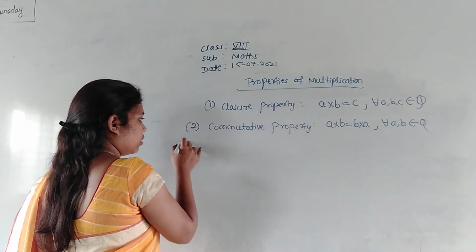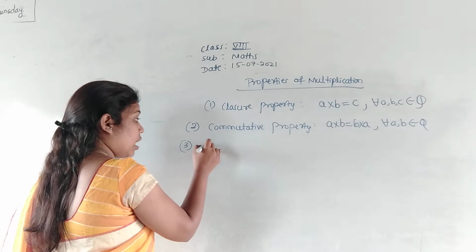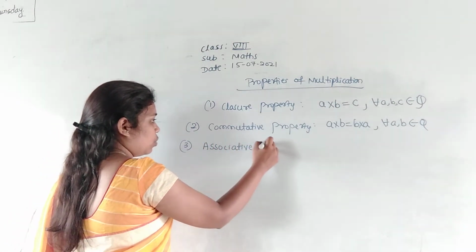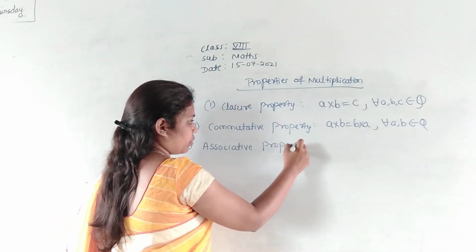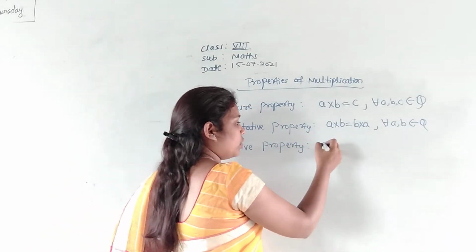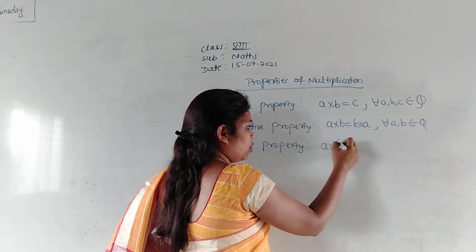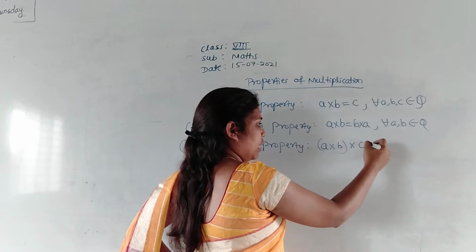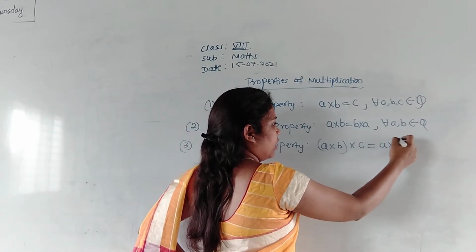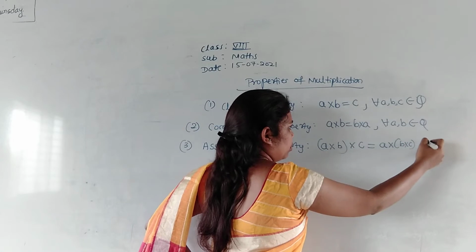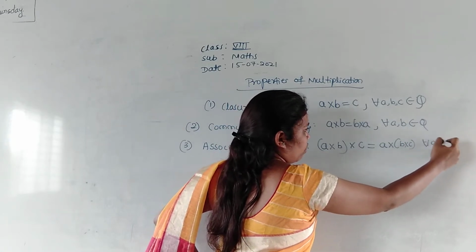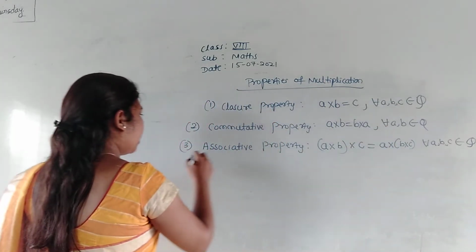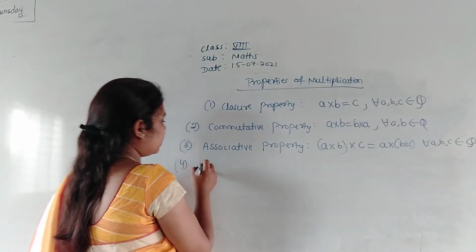And next, the third one. What is the third property here? Associative property. In associative property, A into B associated with C is equal to A associated with B into C, for all A, B, C that belong to Q. Q means what? Rational numbers.